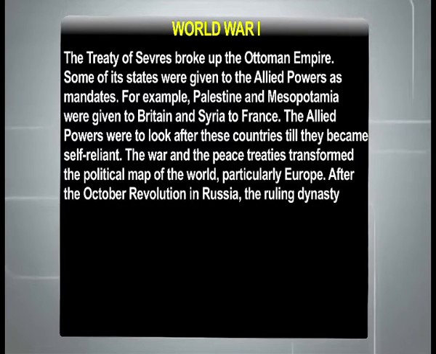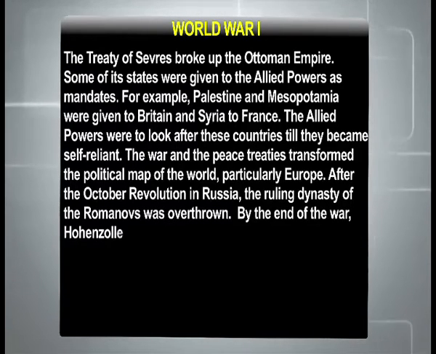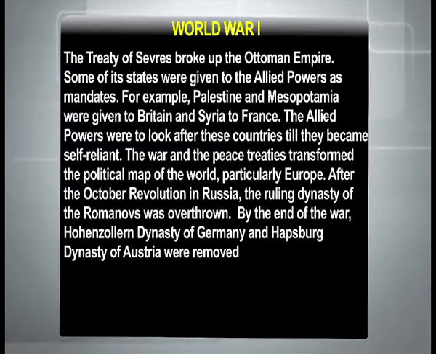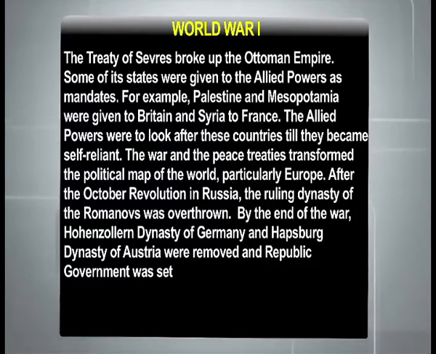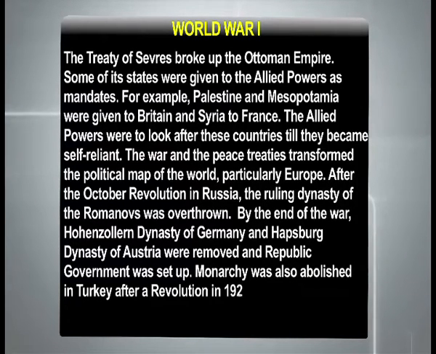After the October Revolution in Russia, the ruling dynasty of the Romanovs was overthrown. By the end of the war, Hohenzollern dynasty of Germany and Habsburg dynasty of Austria were removed and republic government was set up. Monarchy was also abolished in Turkey after a revolution in 1922.